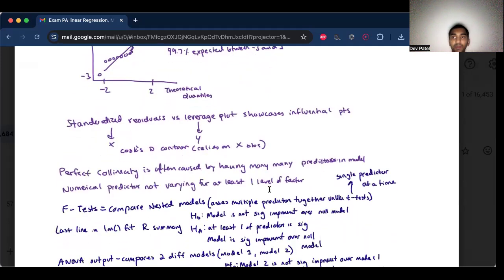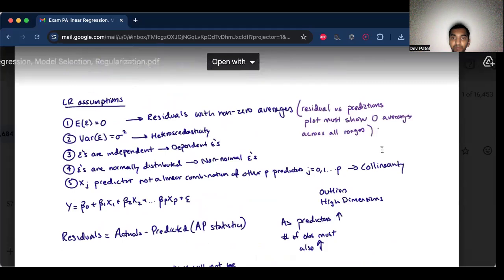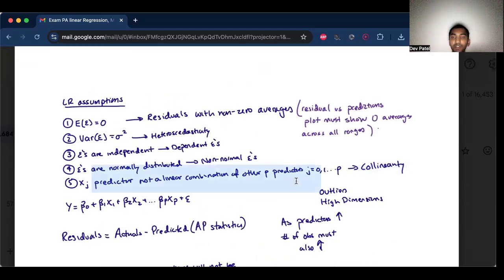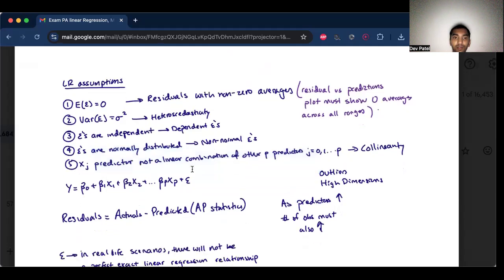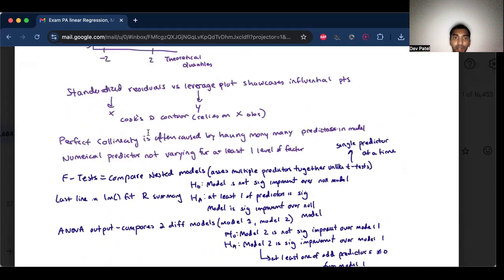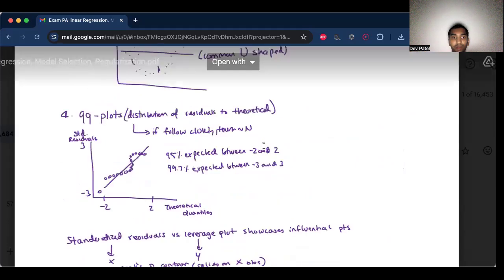Perfect collinearity. So we mentioned collinearity, and that's about the linear combination of our predictors. If we have predictors that are highly correlated with one another, that's what we call collinearity. And perfect collinearity is often caused by having many different predictors in our model. So if we have a lot of predictors, that increases the chance that many of them are going to be highly correlated with one another, increasing collinearity.